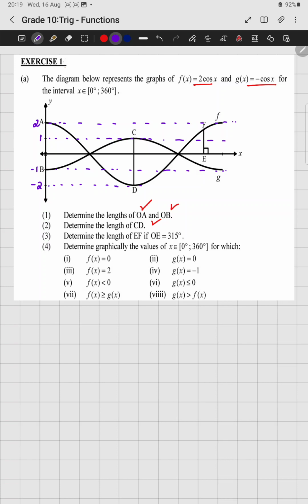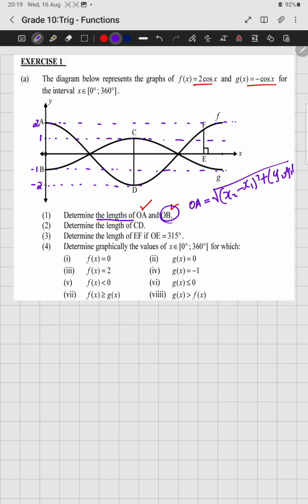Now we need to check how we are going to answer the first question, the length of OA and OB. How are we going to get that? Okay, here we can use this equation: OA is equal to the square root of x2 minus x1 all squared plus y2 minus y1 all squared. So we can use this formula, it's fine.